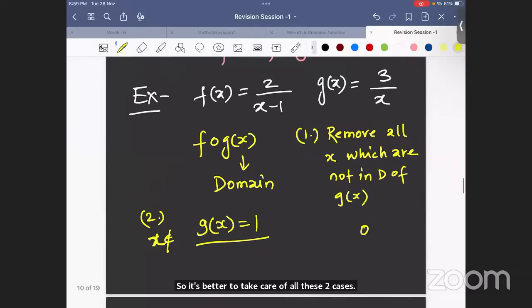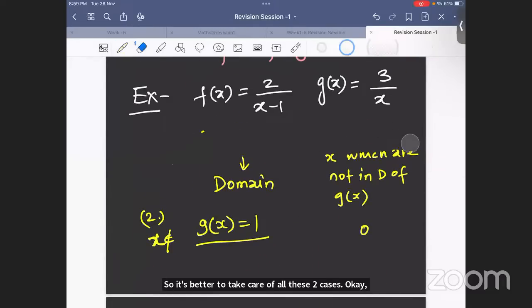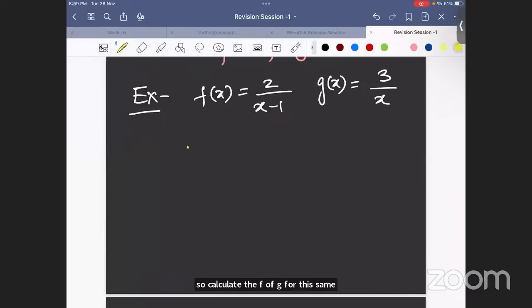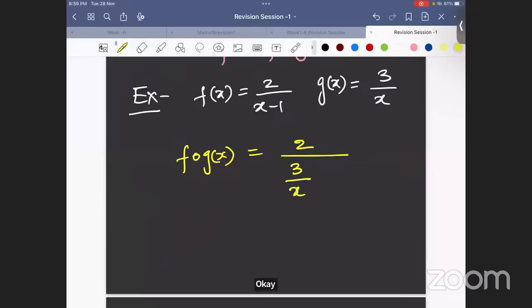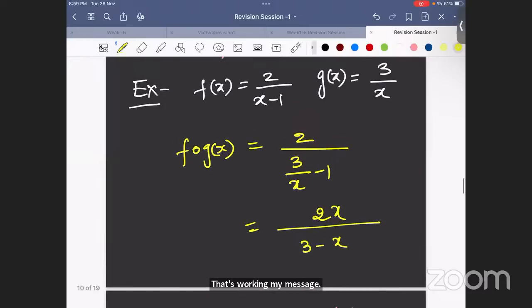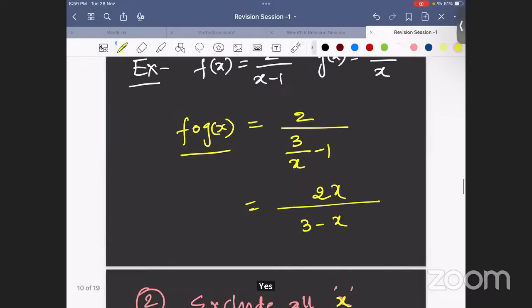Okay, so calculate f of g for the same function. f of g is 2x upon 3 minus x. For this function, if you're just applying f of g, then your domain should be R minus 3 only.